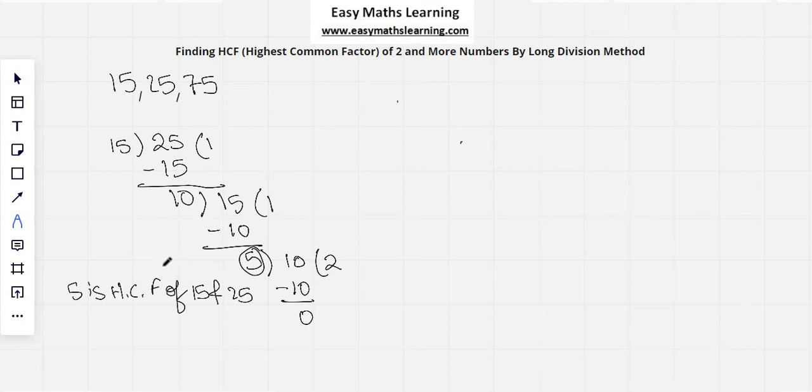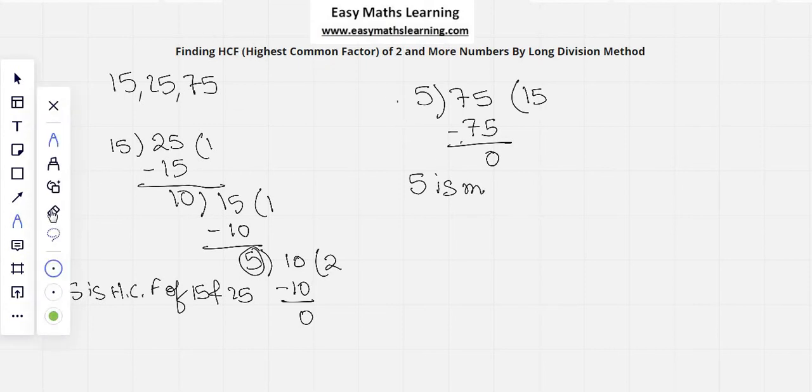Now I will consider this 5 to find the HCF of 5 and 75. So 5 becomes my divisor and 75 becomes my dividend. We know 5 times 15 is 75. So I write down 75 here. I subtract and get 0. Since dividing 75 by 5, I get a remainder 0, I can say that 5 is the required divisor.